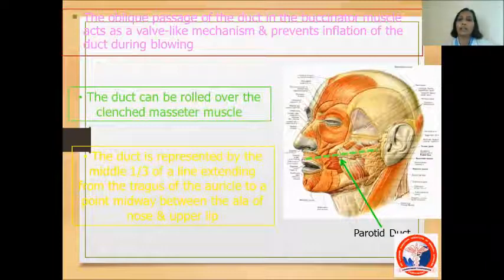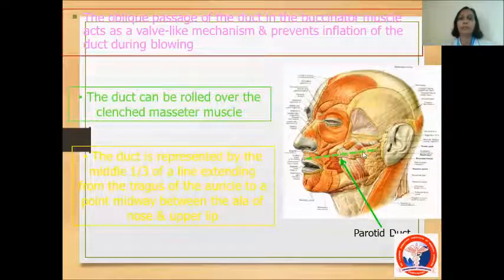The duct is represented by this line which runs from the external acoustic meatus. In front of that, there is this fold of the auricle that is called the tragus, to a point midway between the ala of the nose, that is the fold of the nose here, and the upper lip or the angle of the mouth. So midway between here and the tragus, we have to take the middle 1/3 of this line.